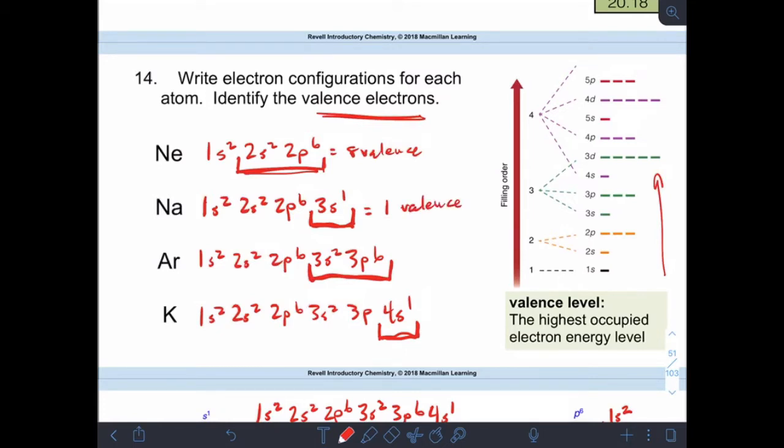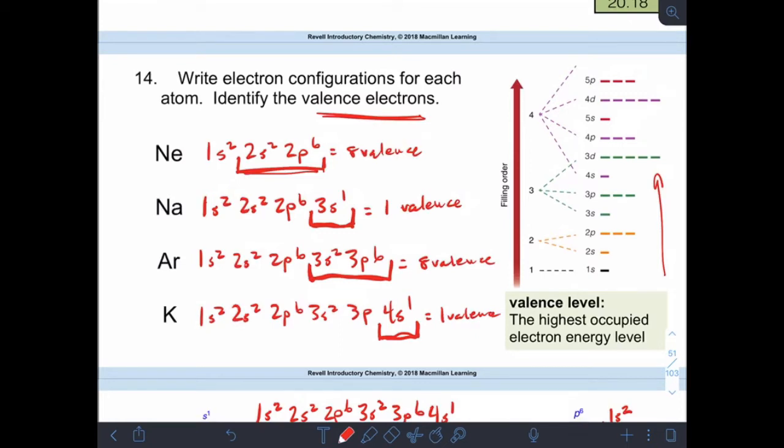Looking at argon, my highest set is the 3s2, 3p6. There's 2 electrons in the s, 6 in the p, so that means that my argon has 8 valence. And then my highest set in potassium is that 4s1, so that means that I've got 1 valence for potassium.